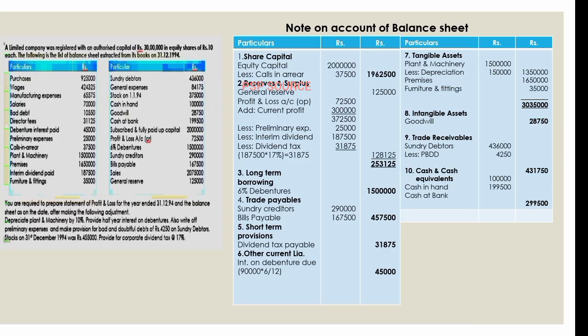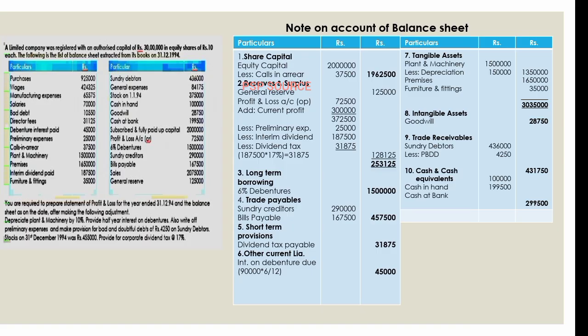Next, tangible asset, plant and machinery 15 lakh less depreciation 1,50,000, we'll be getting 13,50,000. Next, tangible assets are premises 16,50,000, furniture and fittings 35,000, we'll be getting tangible assets of 30,35,000. Next, working note 8, intangible asset goodwill of 28,750. Trade receivables, sundry debtors less provision for bad and doubtful debt, 4,36,000 minus 4,250, we'll be getting 4,31,750.